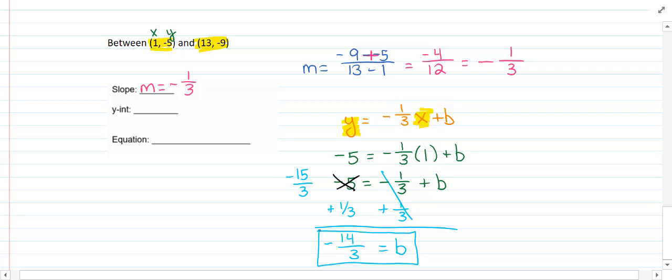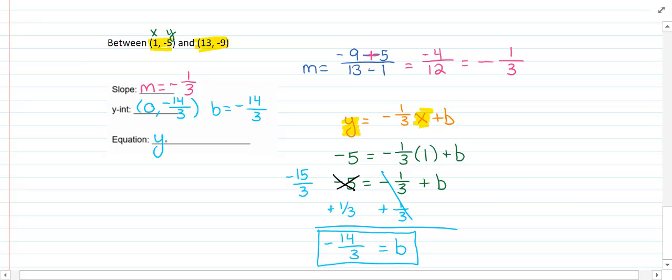And you can change that to a decimal if you want, but I'm just going to leave it as a fraction. So that's going to be my y-intercept. My y-intercept is a funky number, negative 14/3, which means my b value, which we just found, is negative 14/3.